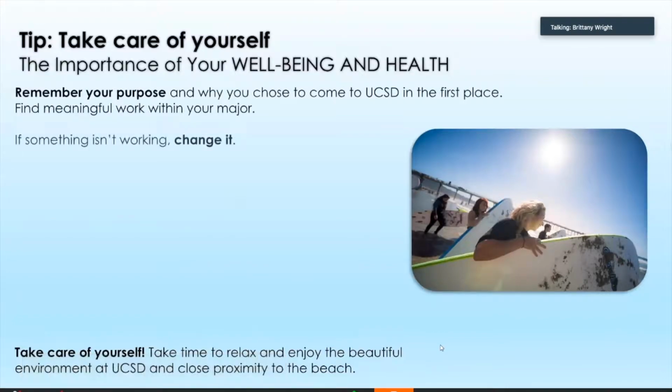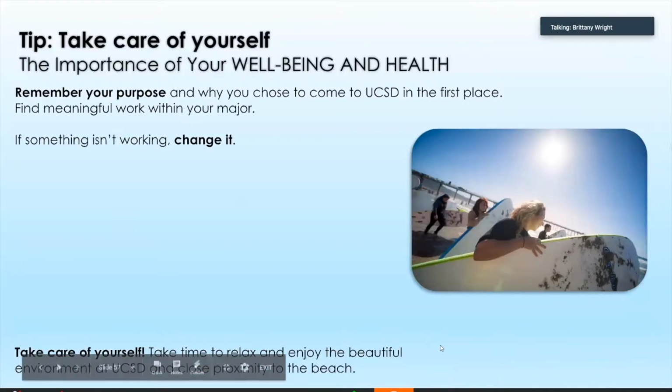And another good tip is to take care of yourself. You're coming from a different environment, and UCSD is definitely a change of pace. Sometimes you'll feel overwhelmed being on such a large campus. So it's really important to stay connected and stay true to who you are. Remember what your purpose is and why you came to UCSD in the first place, and find meaningful work within your major. That's going to help you feel connected.